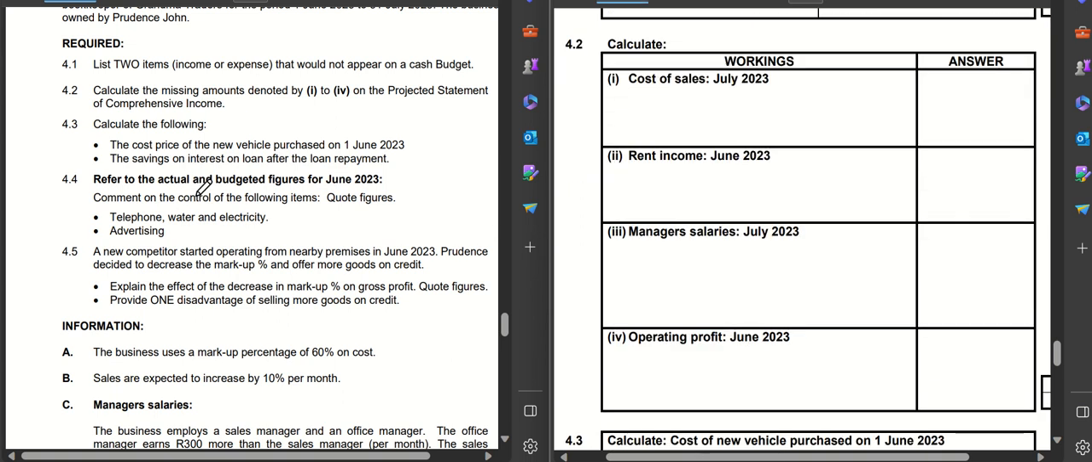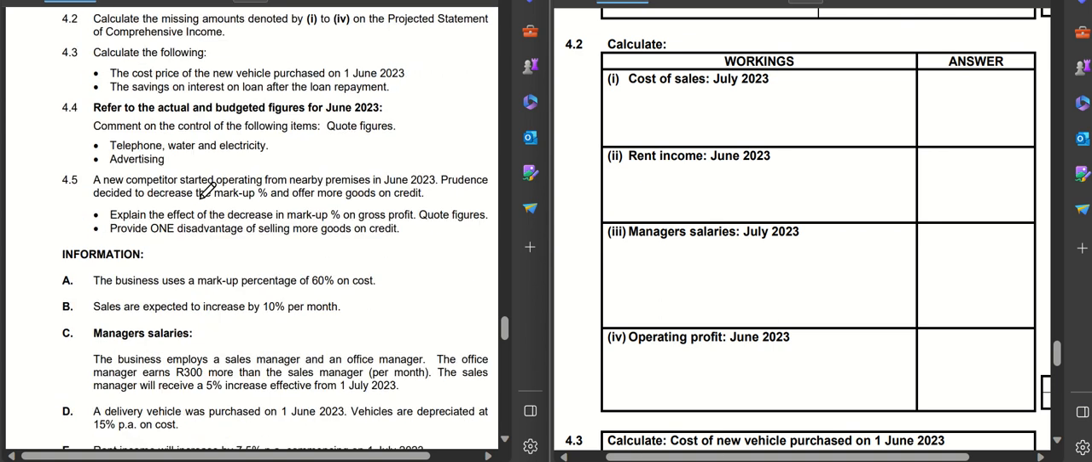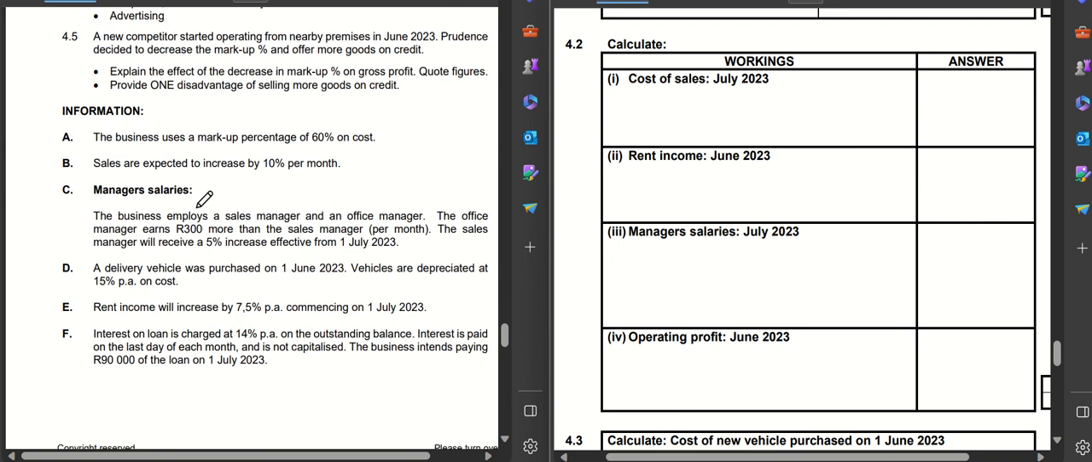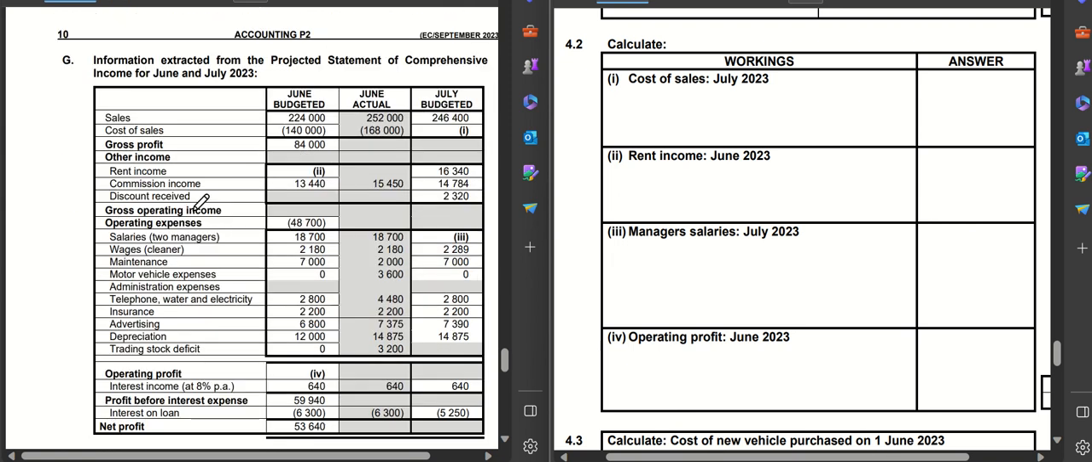And then in 4.2, it says calculate the missing amounts denoted 1 up to 4. So these questions come in different shapes and different approaches. So the best you can do is to prepare all the calculations that can come. And we're going to do these ones. After these ones, we're going to look again at maybe two other papers and see how these questions were asked. So in 4.2, we're going to start looking at question number 1, which is denoted in the projected income statement.